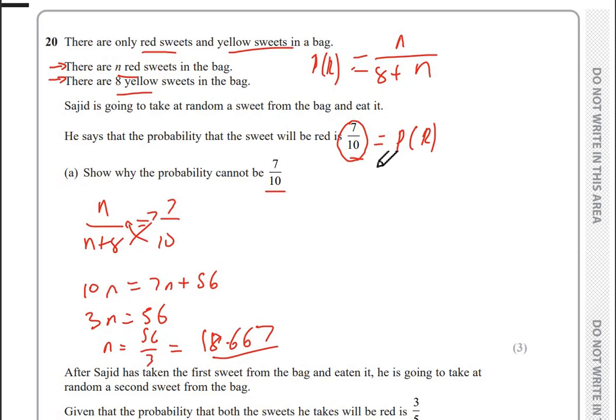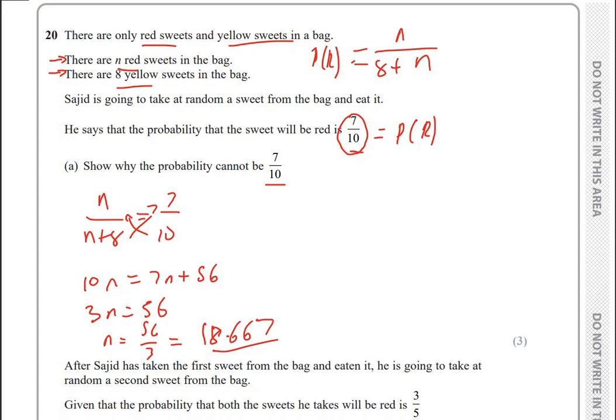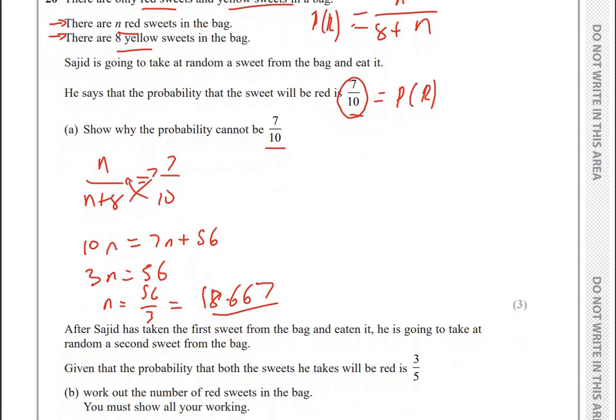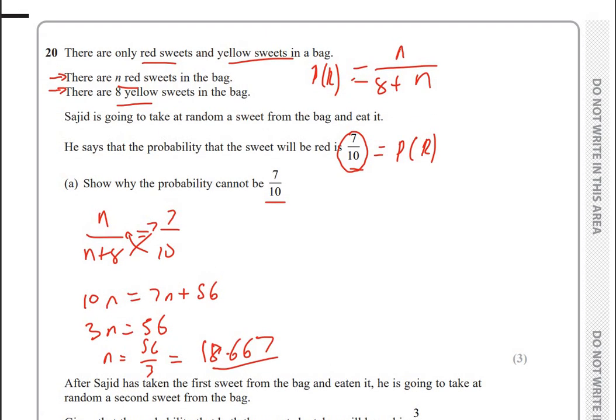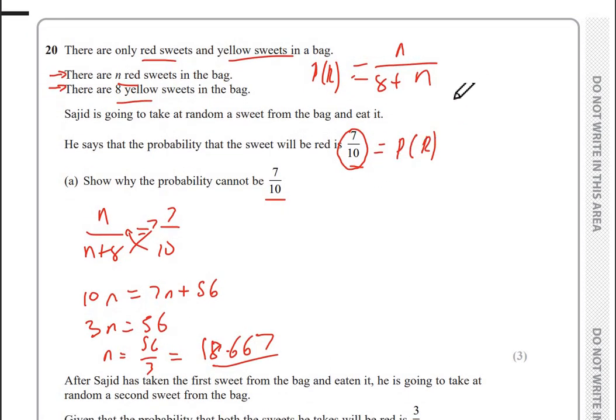the bag unless someone's taken a few bites of the sweet while it was in the bag. However, that's not stated in the question, so we can assume that the number of sweets can only come in positive whole integers, right? Numbers like 1, 2, 3. We can't have a negative number of sweets in the bag, and we can't have rational numbers like 0.7.